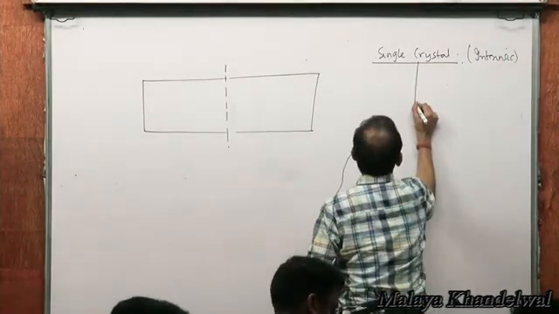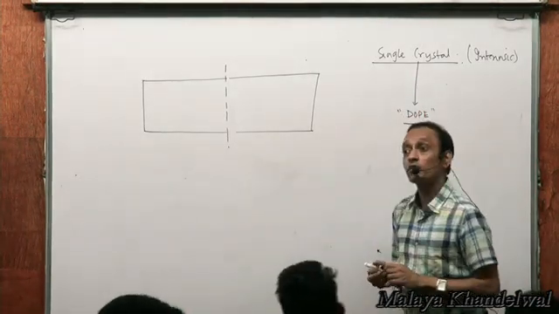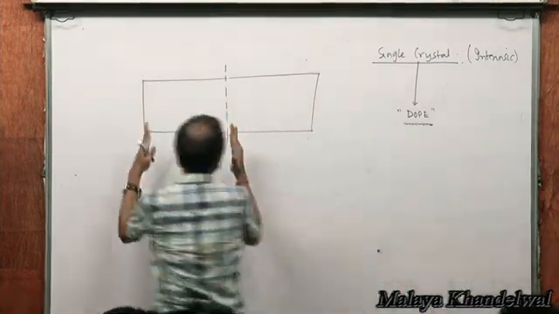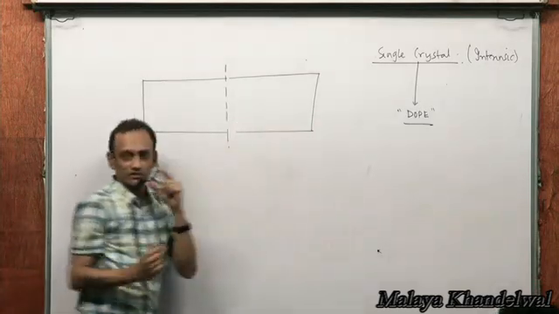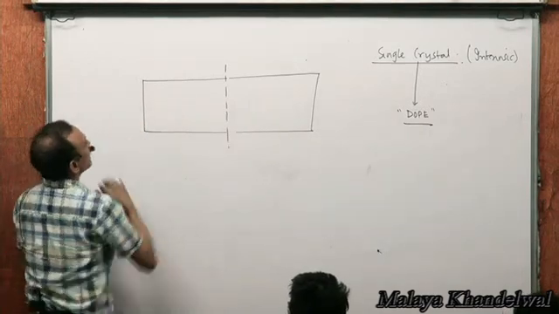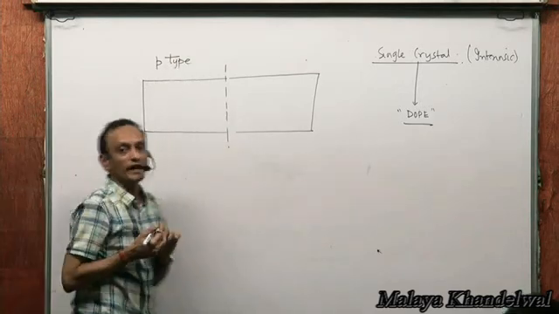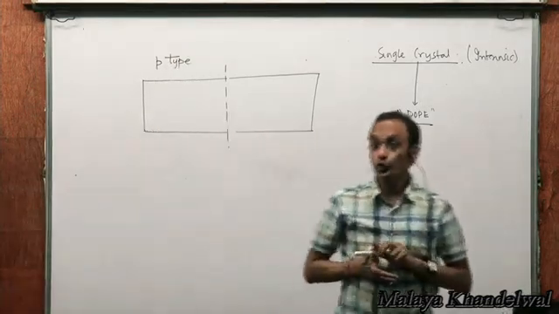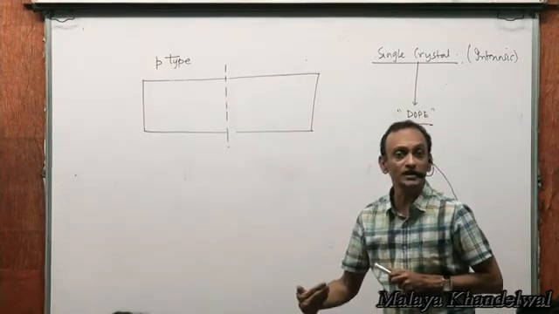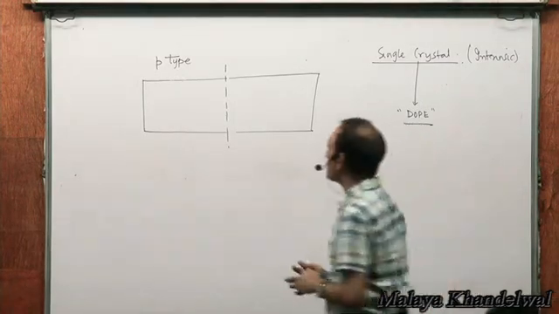I now dope it, but not uniform doping, not the same kind of doping in the two halves of the crystal, right? This is one half of the crystal, this is the other half of the crystal. I dope this half as p-type. That means I use a trivalent impurity to dope this. What would it give me? It would give me a large number of holes as majority charge carriers and traces of electrons as minority charge carriers. That's a p-type doping, right?